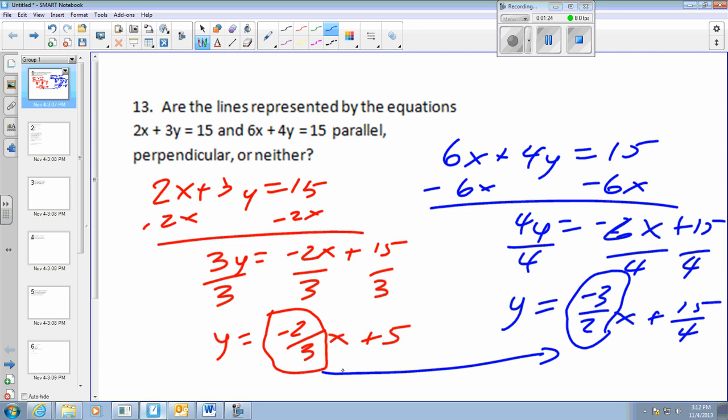So they are reciprocals of each other. Parallel, they would be the same. Perpendicular, they would be opposite reciprocals. So this one would be considered neither.